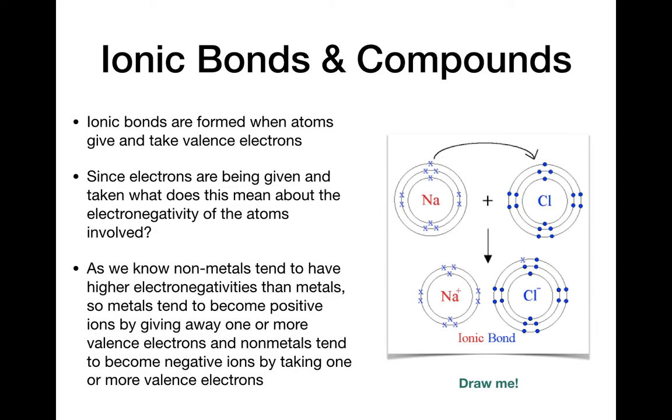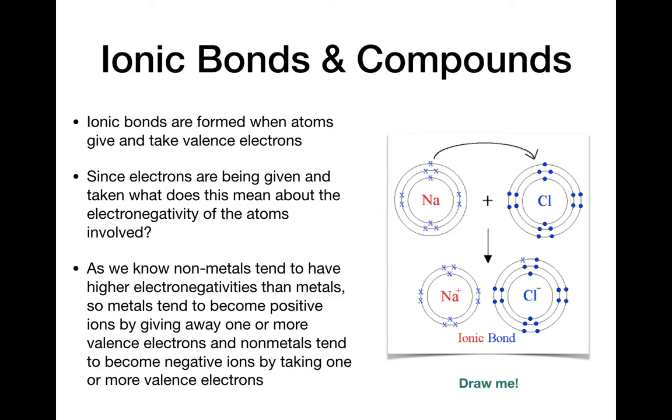So ionic bonds are always formed between a metal and a non-metal, and it's usually the case that the metals become positive. They become positively charged ions by giving away one or more valence electrons, and then the non-metals become negative by taking one or more valence electrons.